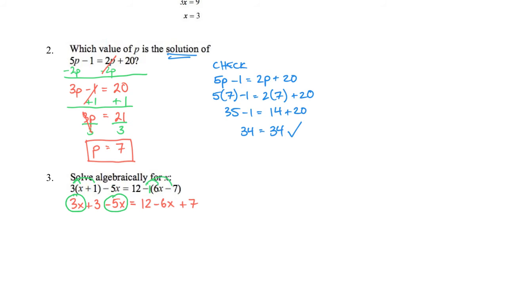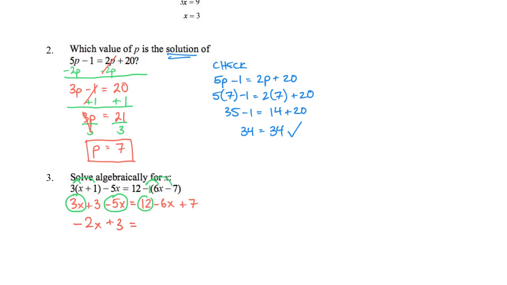Now what I see a lot of people do is they add 5x or something. That would be inverse operations. That's not what we're doing here. 3x minus 5x is negative 2x, and the plus 3 just comes down. That takes care of the left-hand side of my equation.